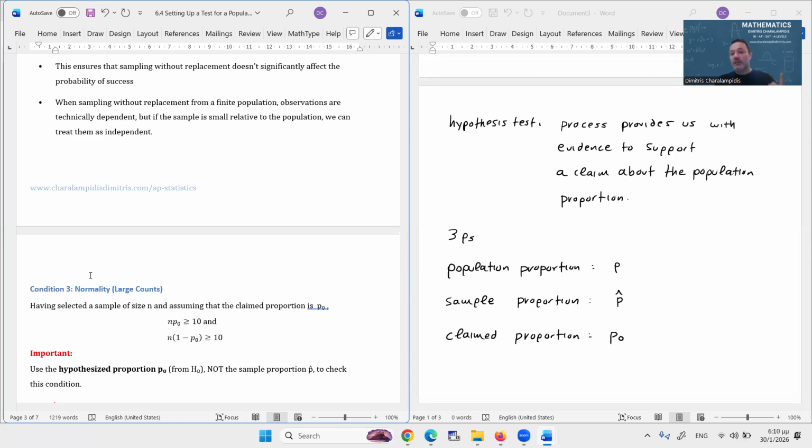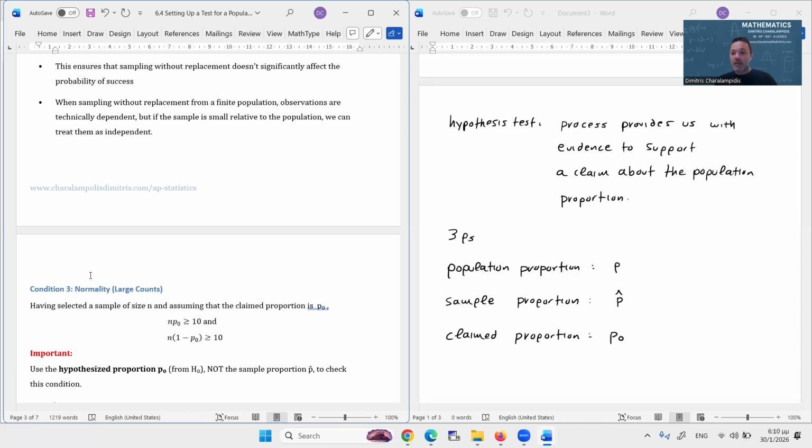First of all, did I select my sample randomly enough? Yes. Is the sample size smaller than or equal to 10% of the size of the population itself? Yes. If I multiply the sample size with the claimed proportion and the sample size with 1 minus the claimed proportion, will I keep getting numbers greater than or equal to 10? Yes. If all these three conditions are met, then it makes sense to even watch the videos that will follow.